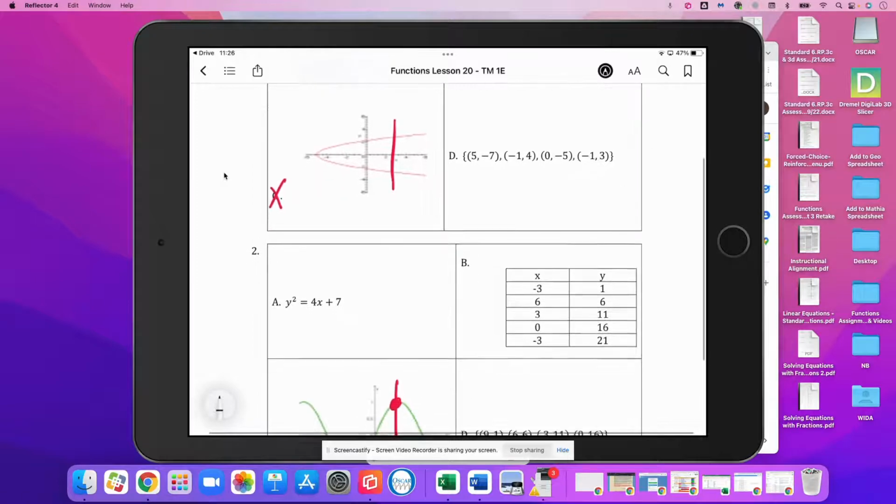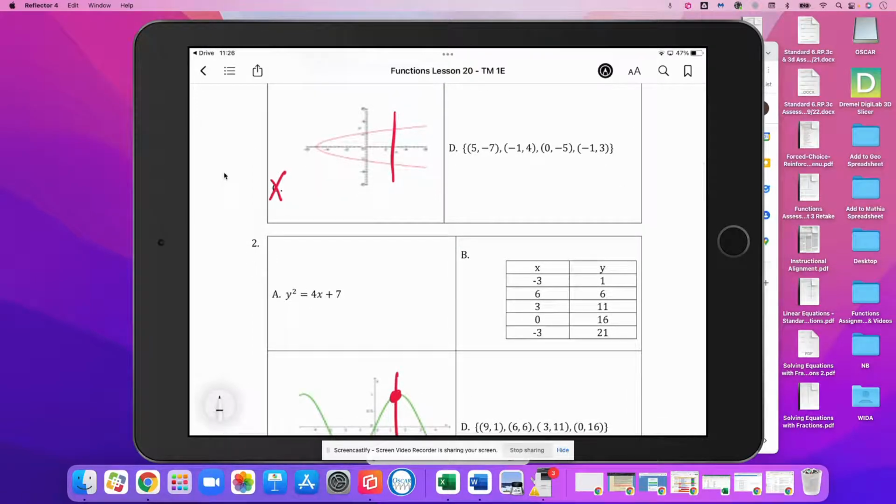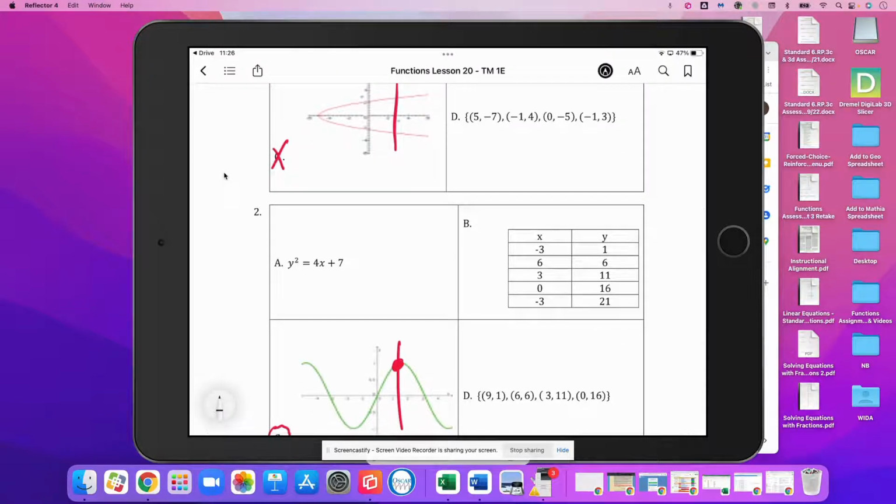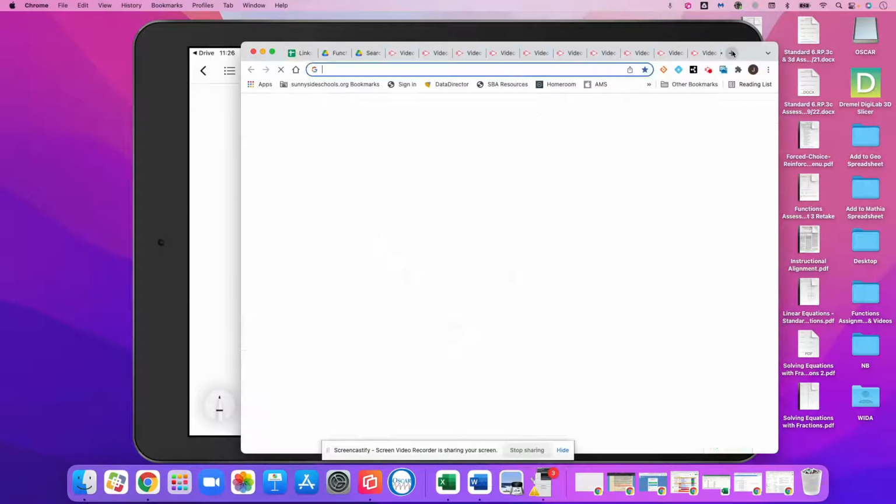So let's take a look at this next one. We see we have y squared, or y to the power of 2. And so y to the power of 2, let me pull up something real quick here.